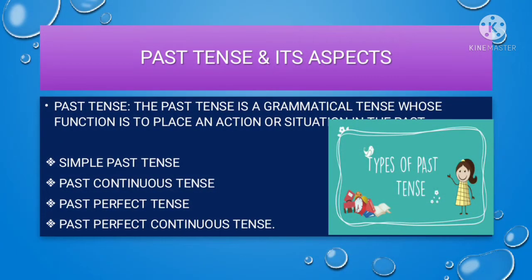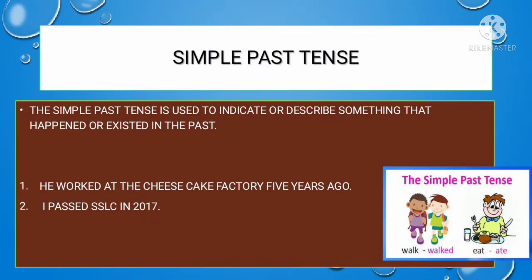Next, past tense. What do you mean by past tense? Past tense is very simple. The action has taken place already in the past. That's why it's known as past. Like the present tense, past tense also has 4 forms: simple past tense, past continuous tense, past perfect tense and past perfect continuous tense. Let's see first simple past tense. What is simple past tense? Simple past tense indicates the action happened at a particular point of time in the past.